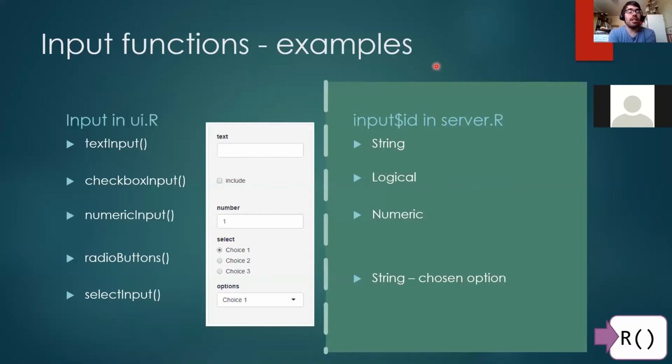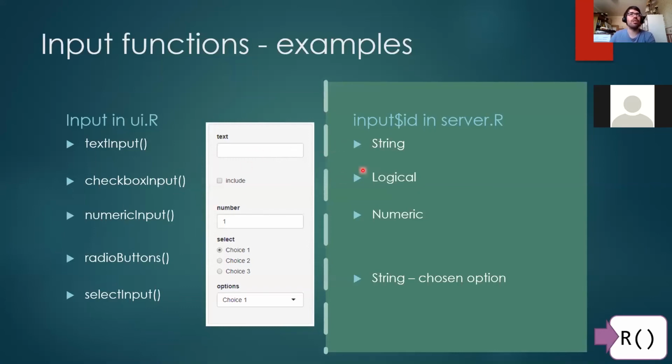So to start with things that can be put into the app, first of all, we want our input functions to allow our user to start to put stuff in. And here's a few examples. There's a few more aside from this. Your text input is going to create on your page a text box that passes a string to the server. So anything that's entered in here will become a string variable in the server.